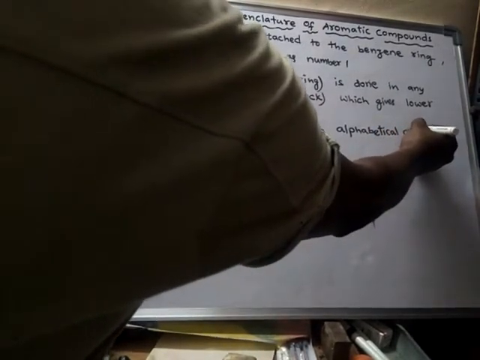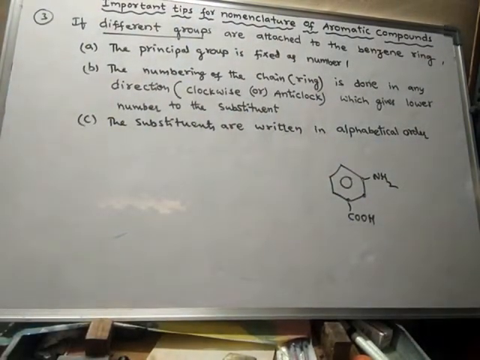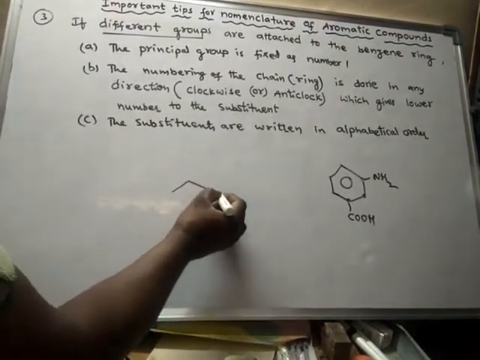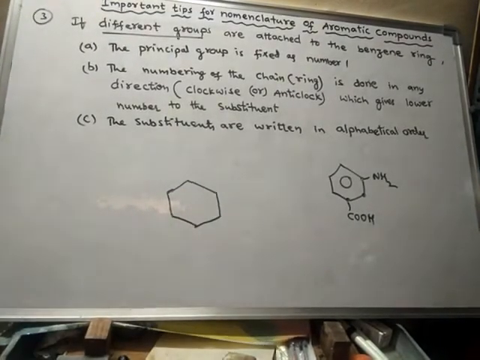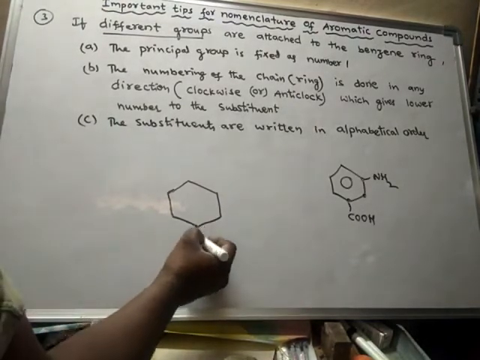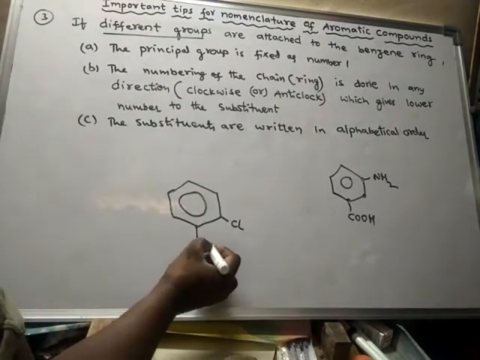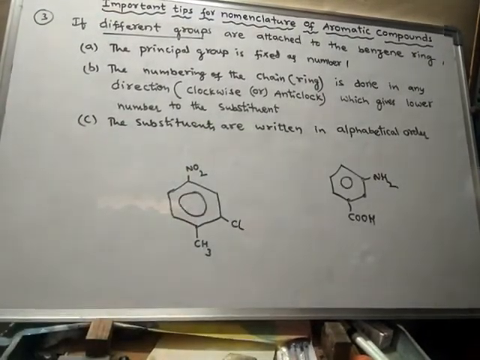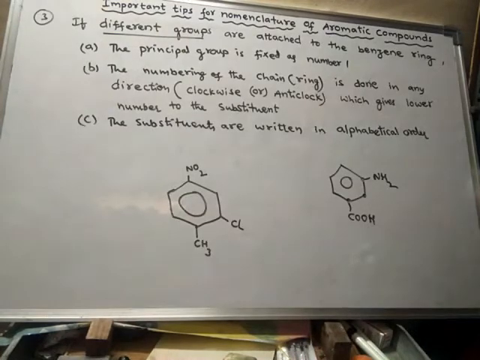In alphabetical order, the substituents are written in alphabetical order. For example, suppose this is the structure of a compound. So how do we write the name of this compound and how do we give the numbering?